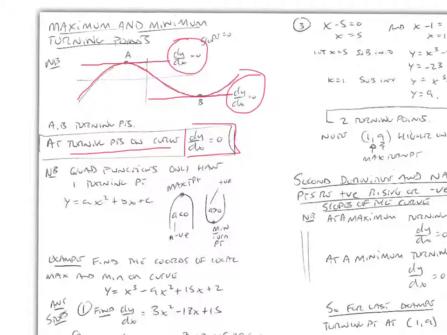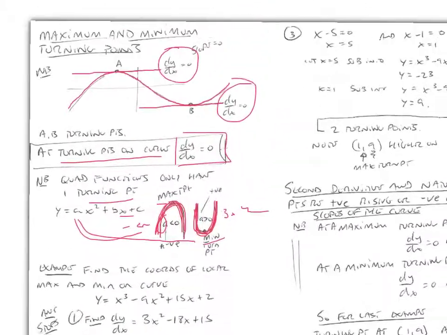And just to note that quadratic functions only have one turning point, either a maximum point or a minimum turning point. If you were to plot minus 3x squared, you'd end up with a parabola. Sorry, when a is positive, 3x squared plus blah, blah, blah would give us something like this, and minus 3x squared would give us a plot like that. So when a is positive, we get a minimum turning point, and when a is negative, we get a maximum turning point.